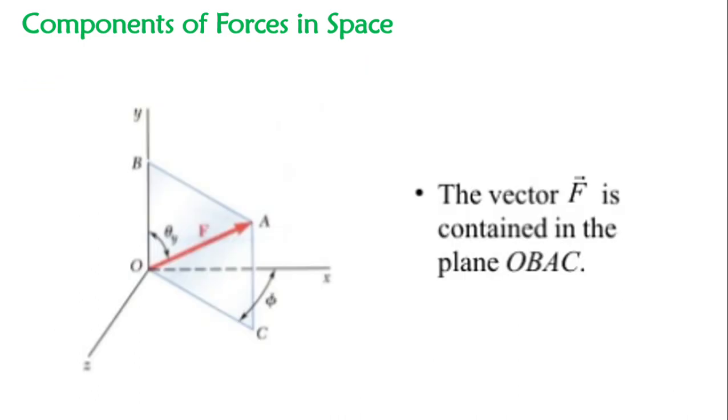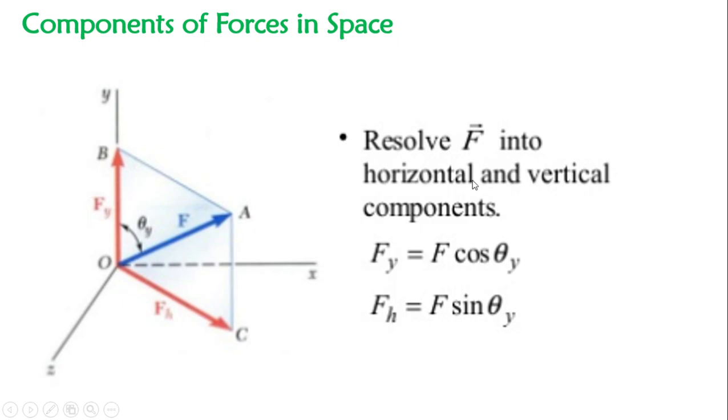So next, we have the vector F, which is obtained in the plane O, B, A, and C. This is the vector F. It's actually the X, Y, and Z component. We are 3-dimensional now, right? So we have to resolve F into horizontal and vertical components, where Fy is F cosine theta y, and Fh is equal to F sine theta y. You can see in SOH CAH TOA why it became like that. Okay, later on we will discuss that.